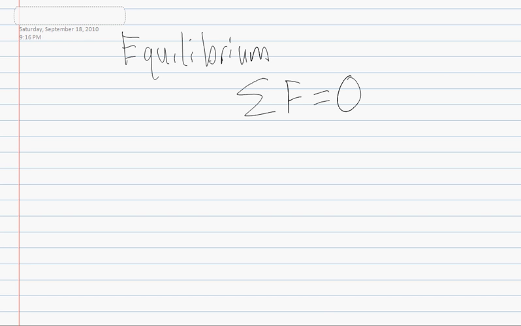We're going to talk a little bit about, like I said, equilibrium. And what I mean by equilibrium is that the sum of the forces is equal to 0. So that means that if you add up all the x forces, that's going to be 0. If you add up all the y forces, that's going to be 0.